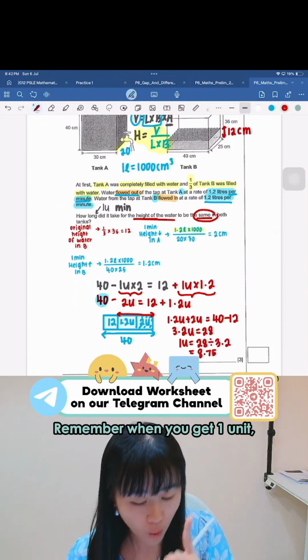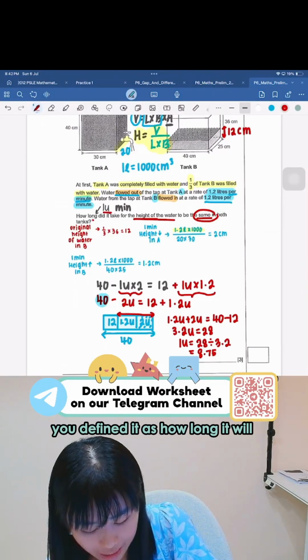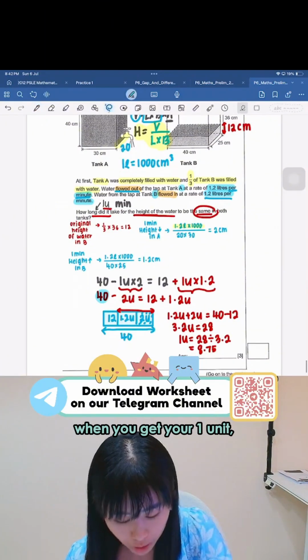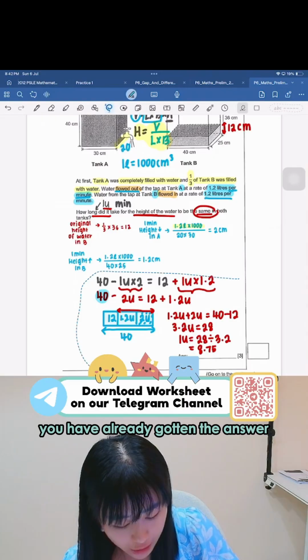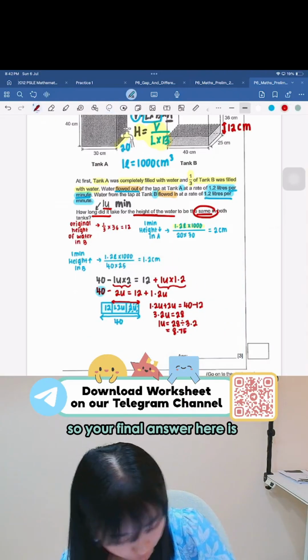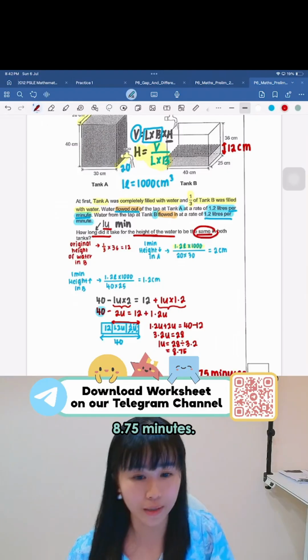Remember, when you get 1 unit, what does it represent? Your 1 unit, you defined it as how long it will take for the height to be the same just now. So that also means that when you get your 1 unit, you have already gotten the answer. That is the duration. Can you all see or not? Okay, so your final answer here is 8.75 minutes.